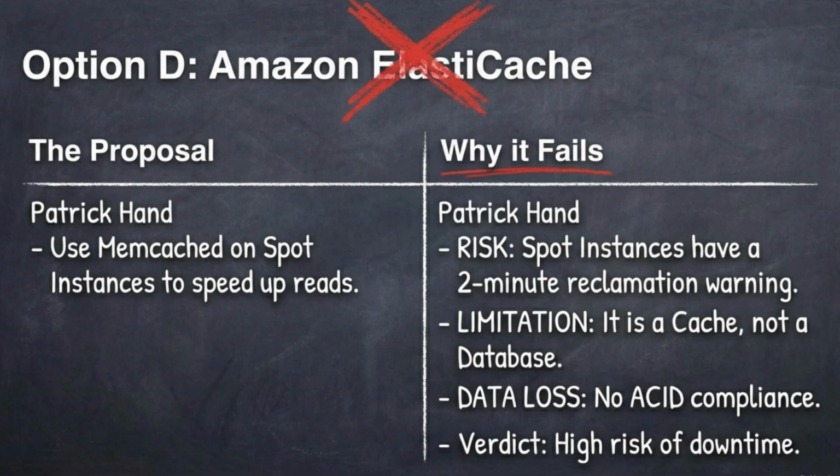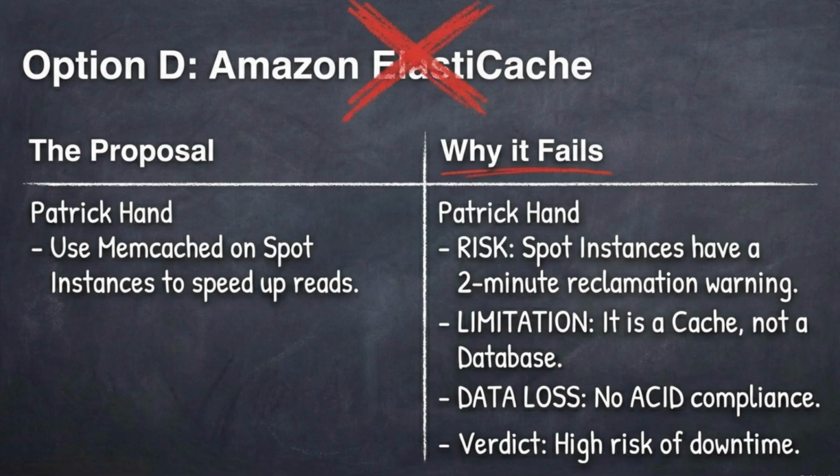Let's start with option D, ElastiCache for memcached with spot instances. Sounds tempting, right? Caching speeds up reads. Spot instances save money. But there are two critical problems here. First, spot instances. AWS can reclaim them at any moment with just 2 minutes notice. For a cache meant to support high availability, that's a disaster.